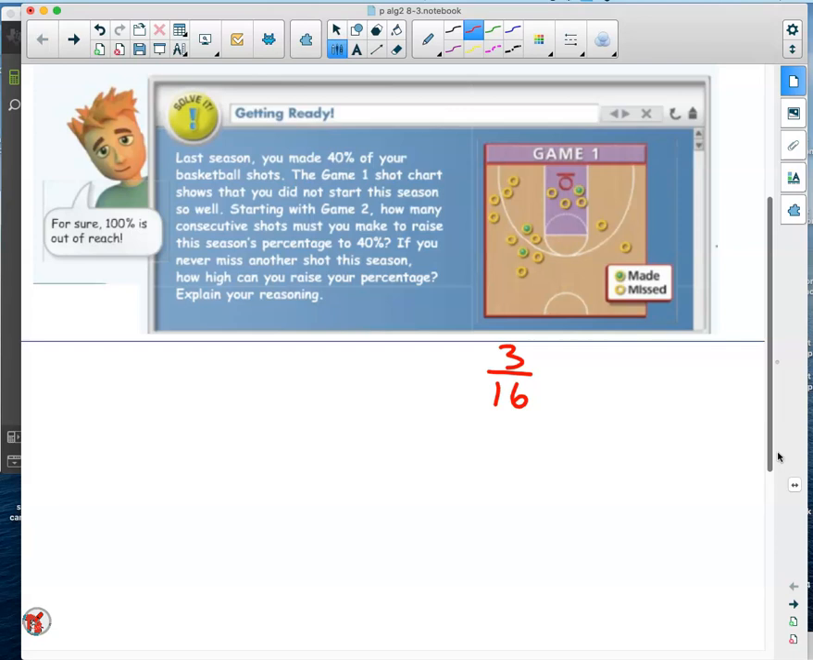Starting with game 2, how many consecutive shots must you make to raise your percentage to 40%? Well, here's what we know. You only made 3. You're going to take some more. We don't know how many more. And we know that right now you have 16, but you're definitely going to take the same amount of shots, you know. So we've got this 3 plus x over 16 plus x, or you could switch them around and do x plus 3 over x plus 16. But what you want to happen there is that comes out to be 40%. And we know we don't put percentages into our formulas. We have to change those into a decimal.